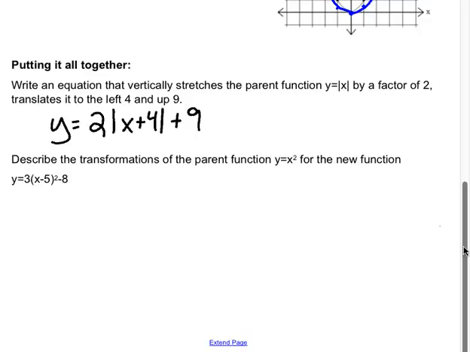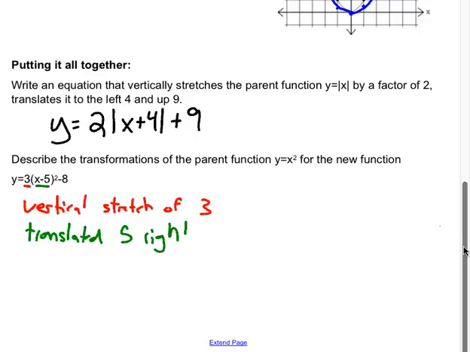Then can you describe transformations to me? So this 3, can you describe that that is a vertical stretch of 3? Can you see that x minus 5 and tell me that that's translated 5 to the right? Okay, because it always acts oppositely what you'd expect in there. The outside is translated, but it works the way it should, just 8 down.